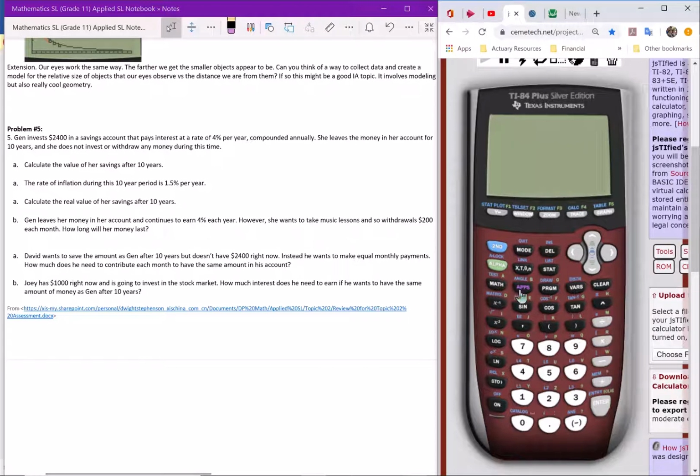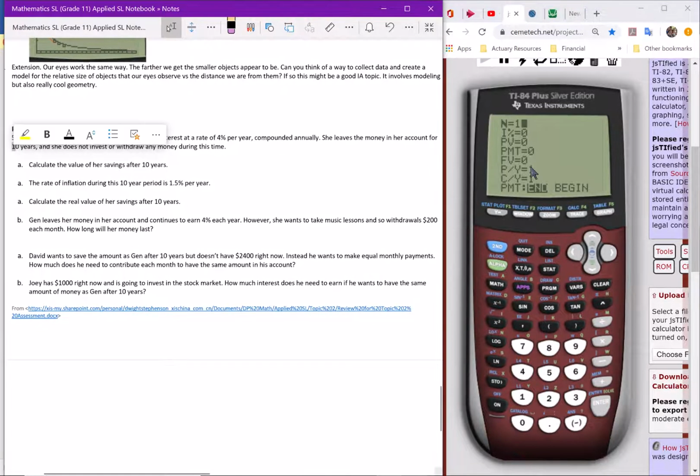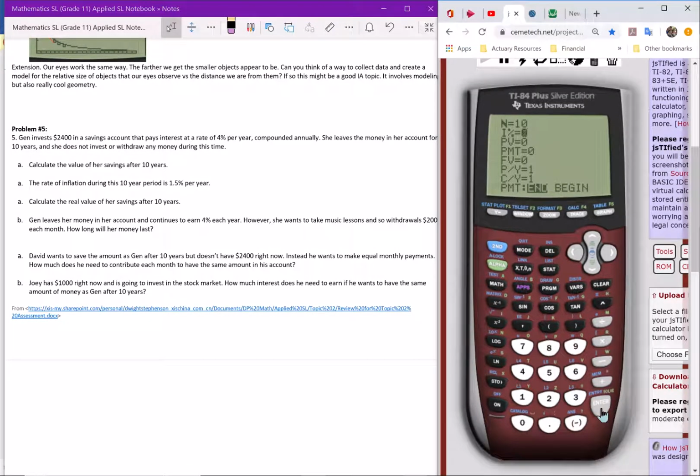So, what you need to do is click on Apps on your calculator, go to Finance, and then there should be an option for TVM Solver, right? So, you need to be here. The N is the period. It's usually however many times it's compounded times the number of years. In this case, it's compounded annually, so it would be once per year, and she's keeping it in there for 10 years. So 1 times 10 in this case, which is just 10, right?